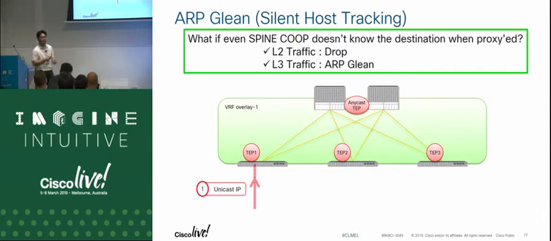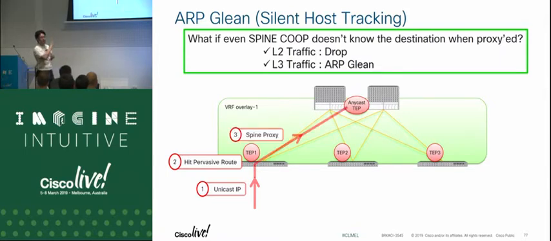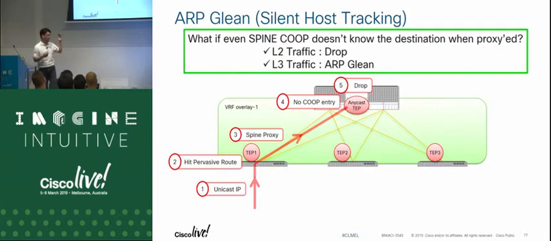So first, a packet comes in, and this is IP traffic, routing traffic, okay? So we hit the pervasive route to do the spine proxy. Then we send it to the spine. Then we hit the anycast address, so the spine decides to do the COOP database lookup. But we don't have a COOP database entry in this case. So we drop it first.